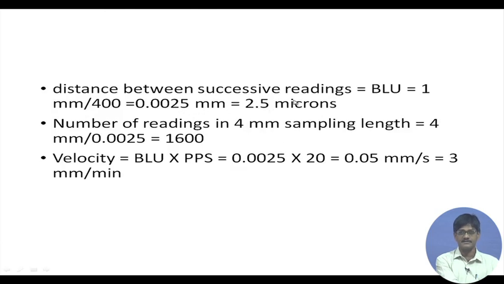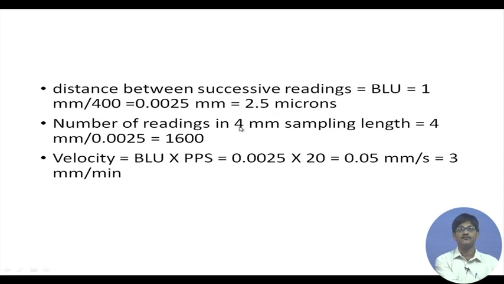Therefore, distance between successive readings equal to basic length unit equal to 1 millimeter by 400, that means 0.5 by 200, equal to 2.5 microns. So, this is the answer to the question number 2.